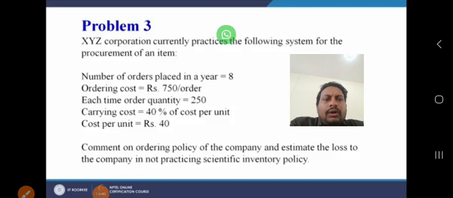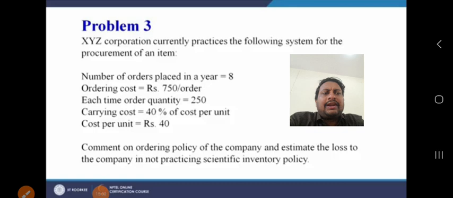So what we are going to find is to comment on the ordering policy of the company and estimate the loss to the company in not practicing the scientific inventory policy. We need to estimate the loss if the EOQ model is not followed. If we are ordering randomly, then how much loss will the organization incur? Here the number of orders placed is 8 and the ordering cost is 750.